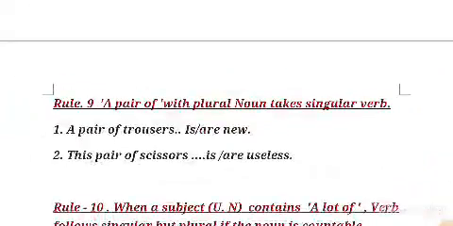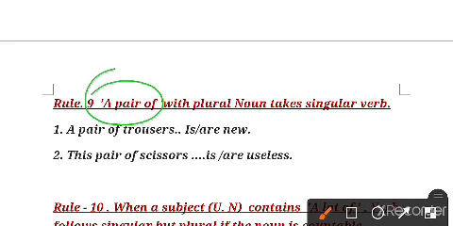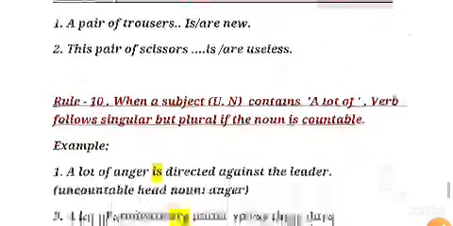Then after that, rule number 9 says that a word used with pair of always has a singular verb, like pair of trousers is, pair of scissors is. Okay, because whenever there is pair of, you have to use a singular verb.